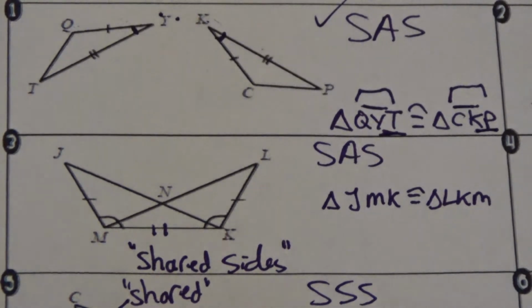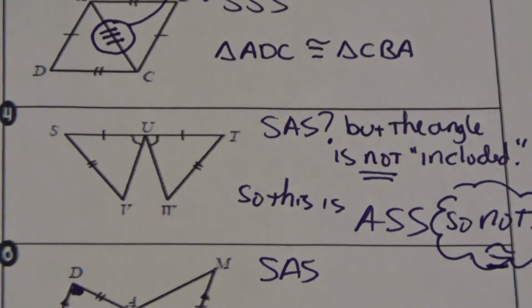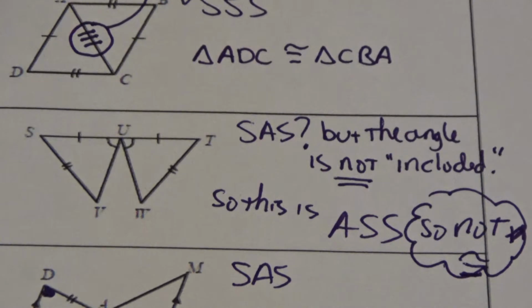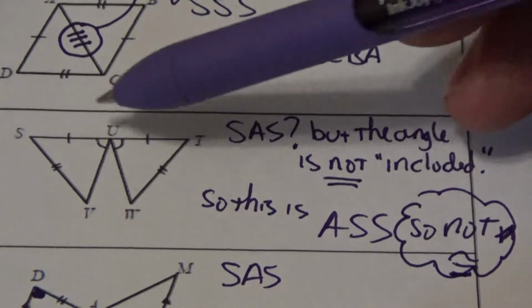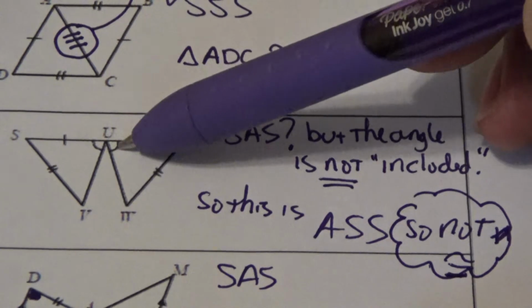Now, example 4. Again, guys, on this video, you can pause, rewind, go back to it, whatever you like to do at your own pace. Example 4. Now, over here, we've got two sides, side, side, and then we have an angle there.